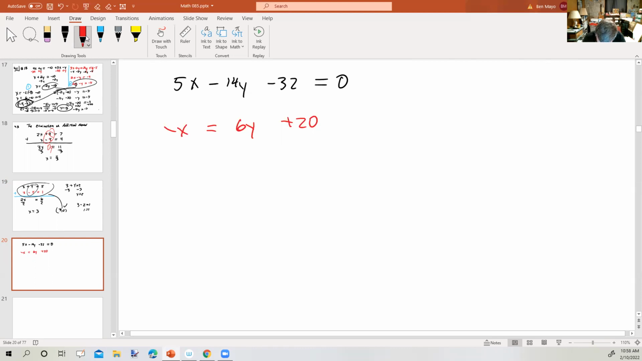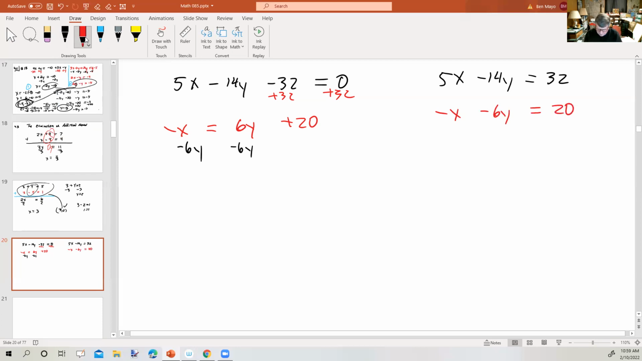What I'm going to do, I'm going to take this top equation and add 32 to both sides of the equation. So that's going to give me this, 5x minus 14y equals 32. Okay. I'm going to take the bottom equation and subtract 6y from both sides. And that's going to give me, let's see, negative x minus 6y equals 20. Okay. So what have I accomplished? I've got my x's lined up, my y's lined up, and my constants lined up.